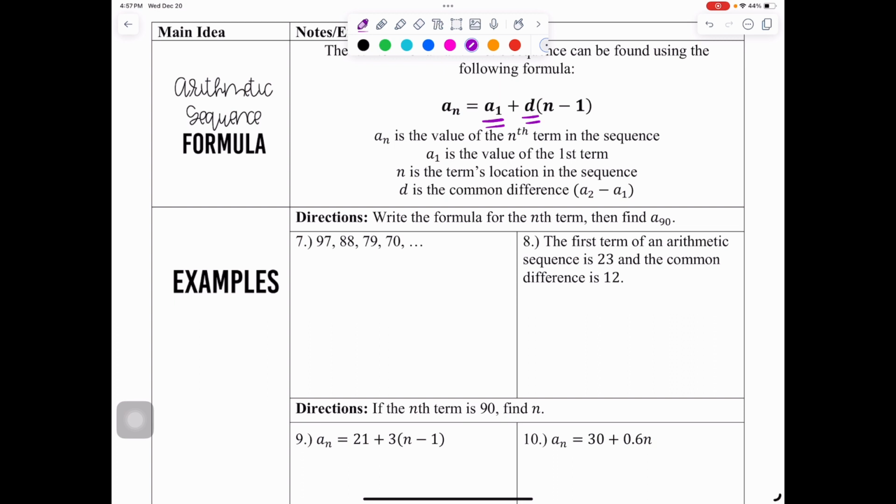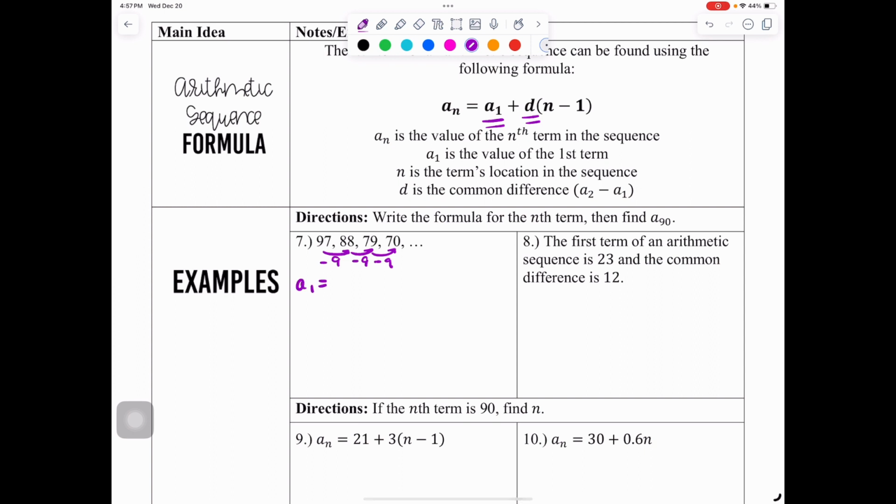So 88 take away 97 is negative 9. You also can see that by trying to figure out how this went to here and this went to here and this went to here. But that's what you're doing. 88 minus 97. That means we subtracted 9 this entire time. So now we have the first term.